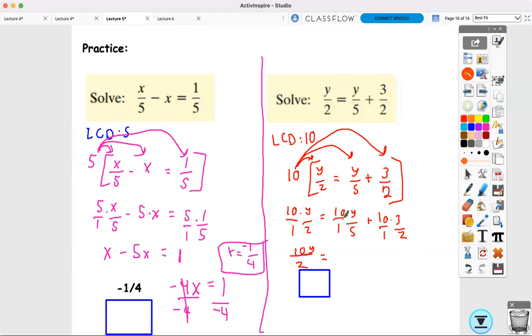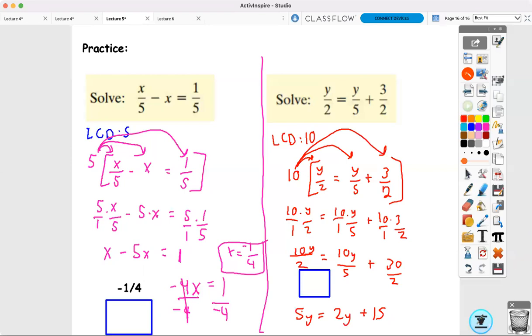Equals. What about this second fraction? 10 times y over 1 times 5. What should that become? 10y over 5. Good. And then for the last fraction, what do we get? 15. 10 times 3. Oh, 30 over 2. There you go. So now let's go ahead and simplify. How many 2's go into 10y? 5 times. So it's 5y equals 10y divided by 5 is 2y. 30 divided by 2 is 15.